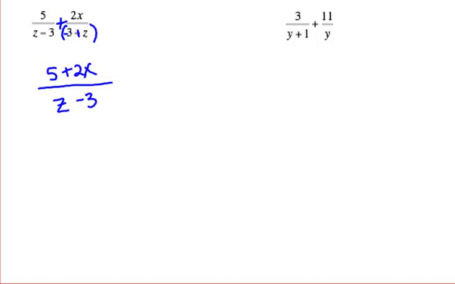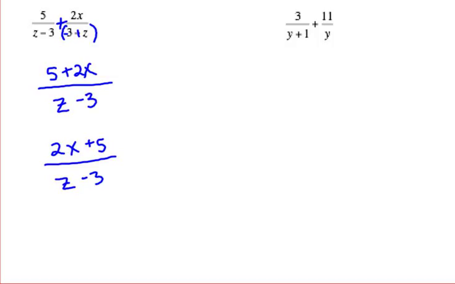Now, I prefer to see that 2x plus 5 because I like my variable term in front of my number term, so it's in descending order of powers, if you remember that rule. And there's your final answer. Okay, moving on to the next one.